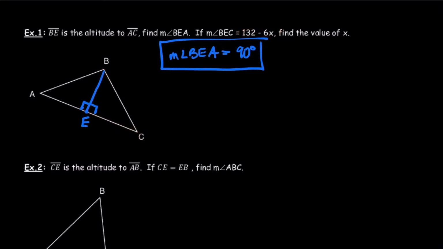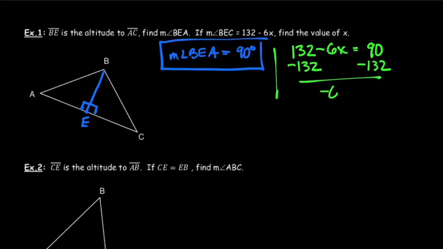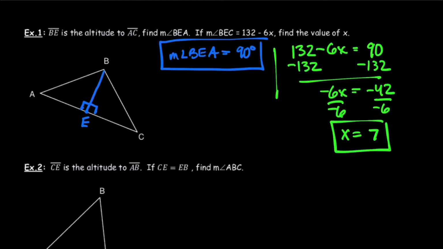I just have to create an equation. 132 minus 6x equals 90. I'm going to subtract 132. I've got some negative numbers here, but don't freak out because if you notice, I'm going to divide by a negative. So negative divided by negative is going to be positive. We don't really deal with negative numbers in geometry. So if you ever see that, most likely you're going to end up dividing by a negative, which will make it positive. Find the value of x. There's my value of x.